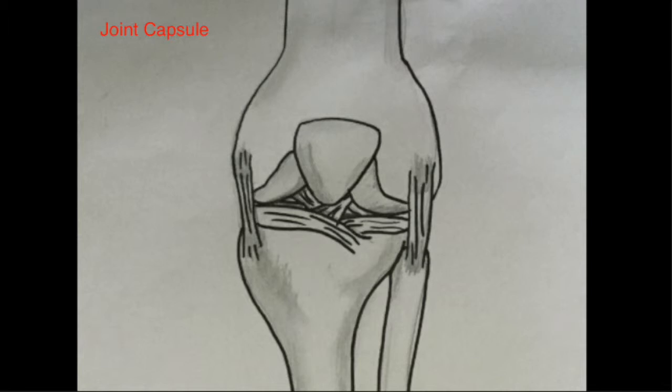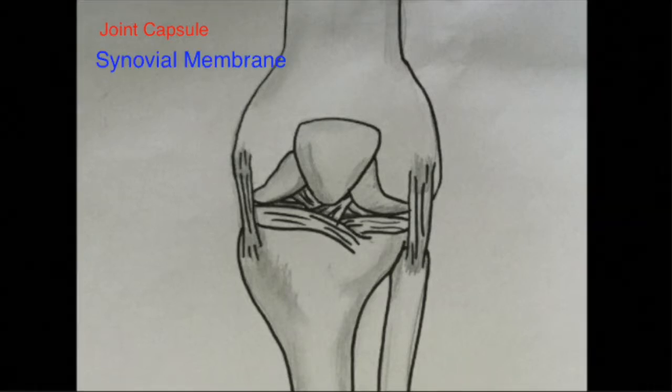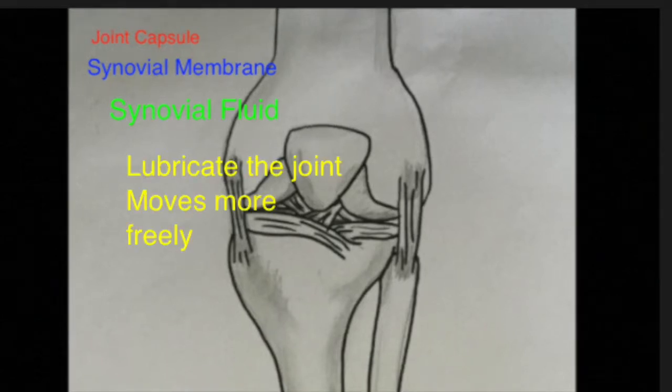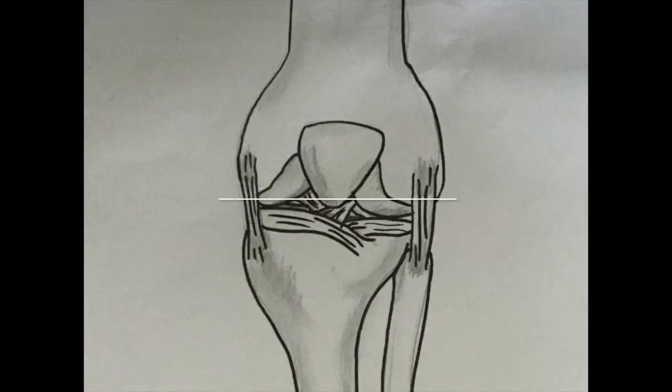To aid in the joint's movement, the joint is covered in a capsule called the synovial membrane, and inside there is a slippery fluid called synovial fluid. This synovial fluid helps lubricate the joint, allowing the joint to move more freely, and allows those slippery surfaces by the hyaline cartilage to glide better. So how does the joint move?